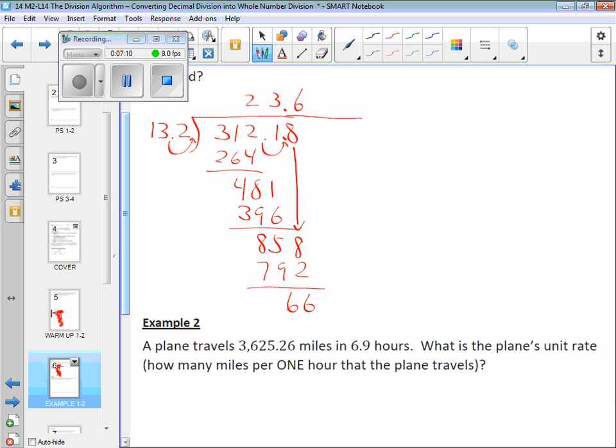Still got to bring down the imaginary 0. And we're almost done. 132 into 660. Just say it out loud. Terminates there. Final answer, 23.65.